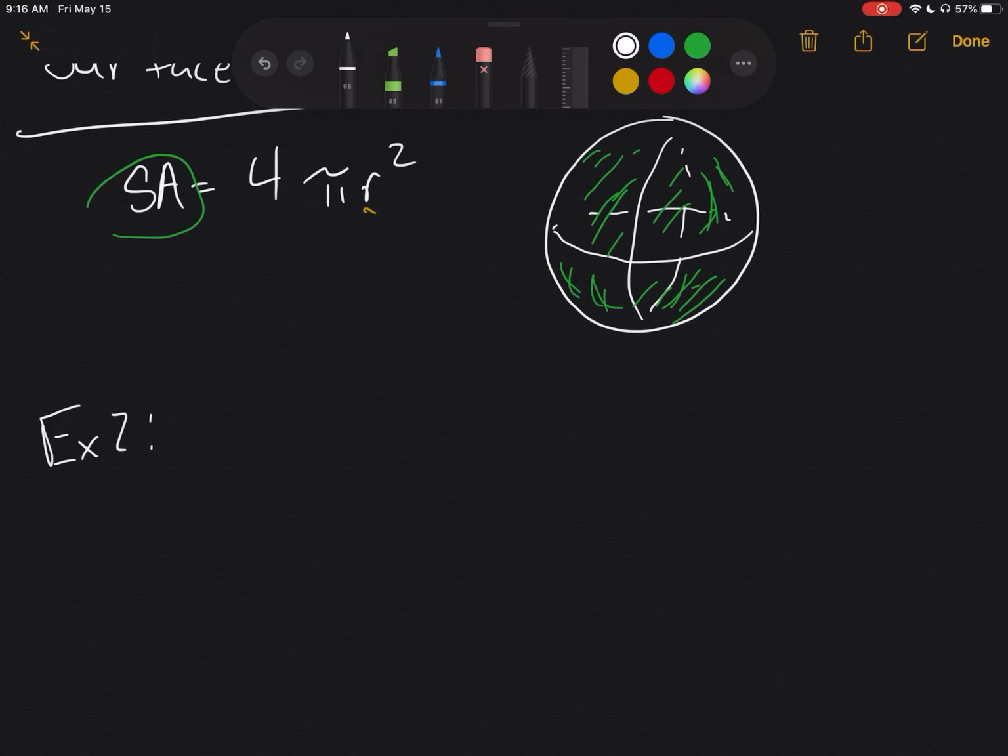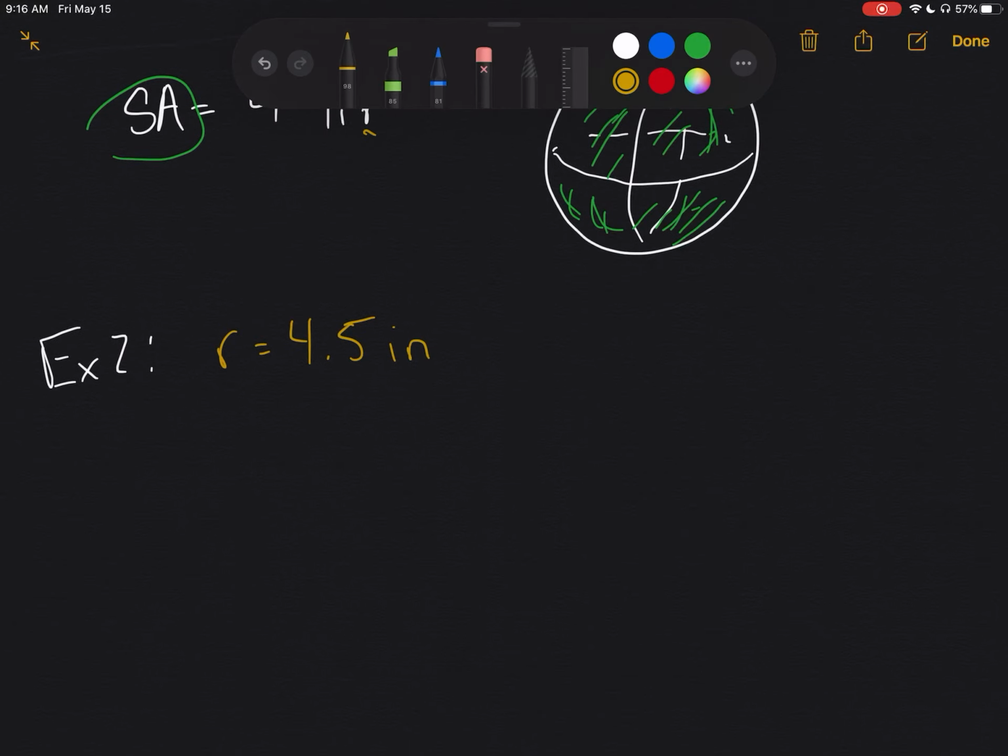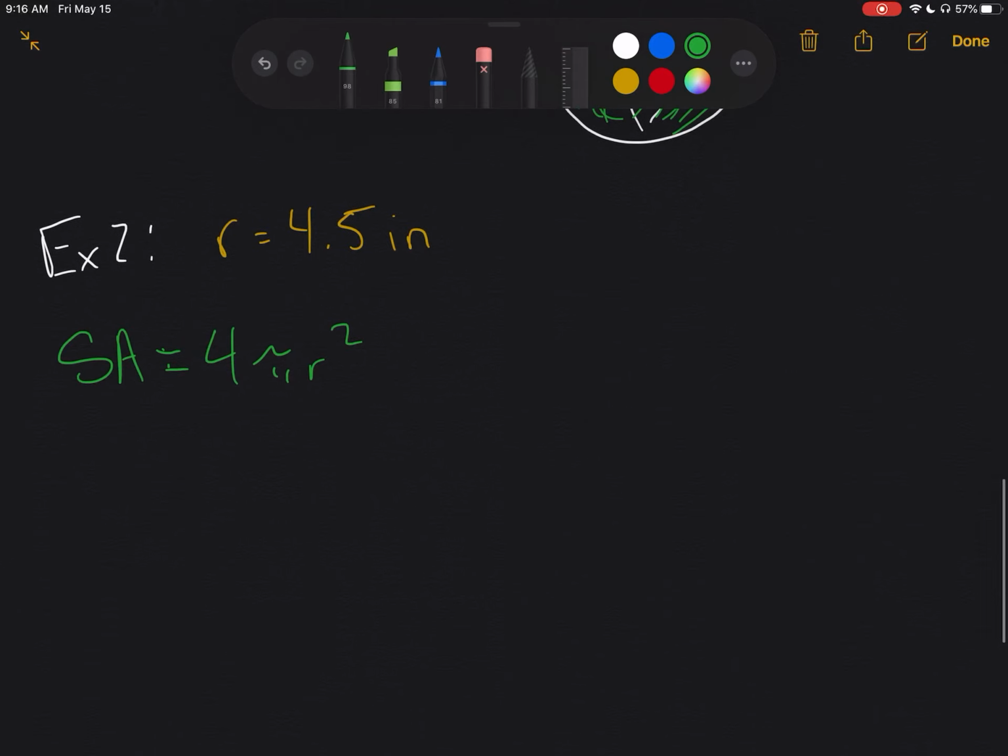Example 2, got a radius of 4.5 inches, okay, and surface area is 4 pi r squared. I guess that should probably be an equal sign, right? And then we just plug in, not too bad. And the thing to remember is we're looking at area, right? So we're squaring instead of cubing. It should be inches squared instead of inches cubed because we're looking at a surface. We're looking at an area. We're not looking at a volume that has depth and volume and that sort of thing, right?